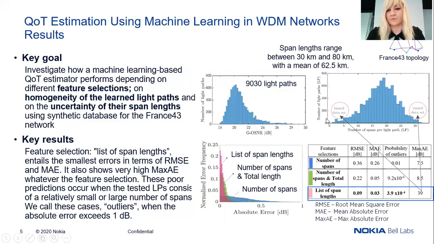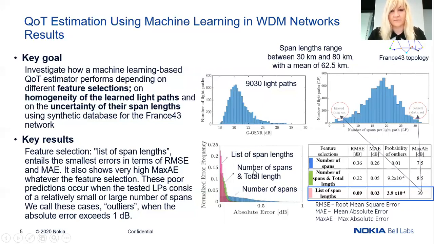It means that for those light paths that have a very small number of spans, or that have a high number of spans, there are not enough examples in the data set while training in order to make a good estimation of the OSNR. So this is something that should be taken care of. When you're building your training data set, you should pay close attention not to make a biased data set, and not only in terms of the span length, but also to all the feature selections that you're considering.